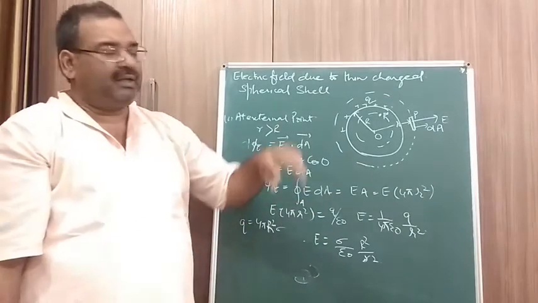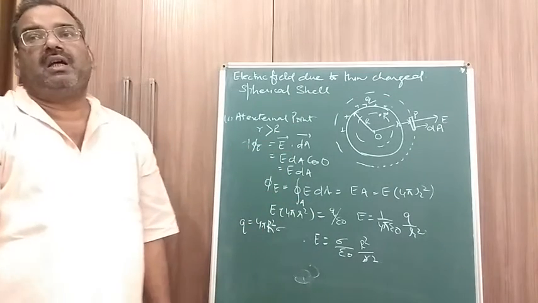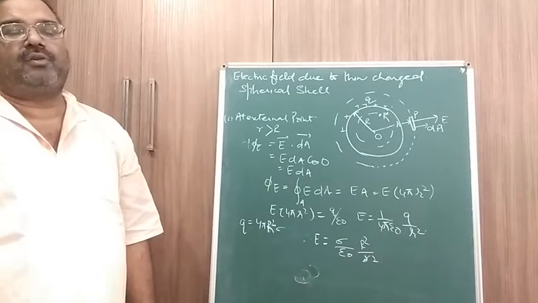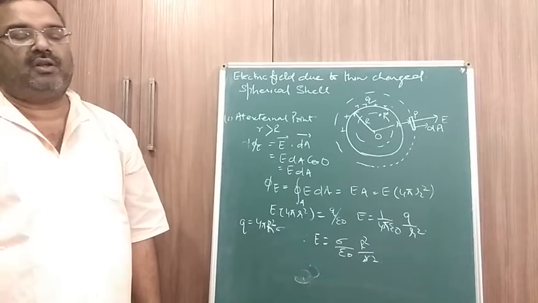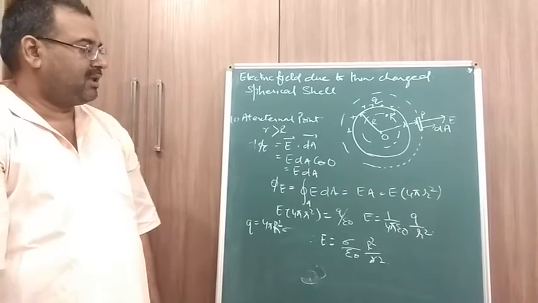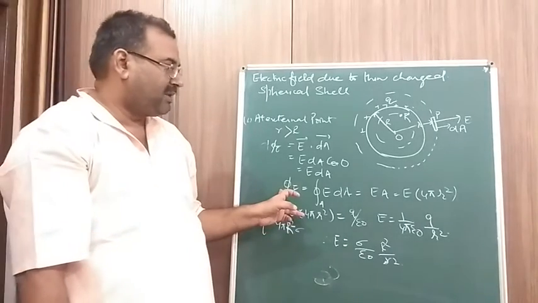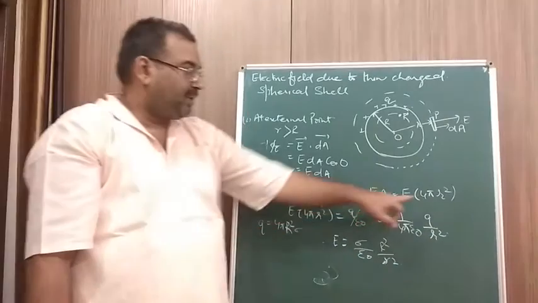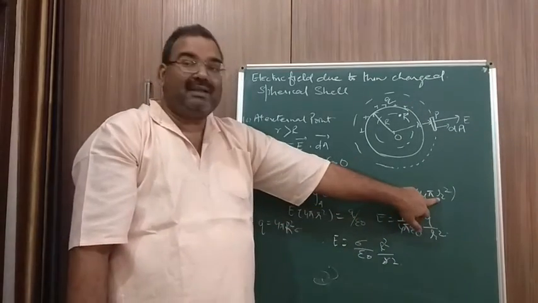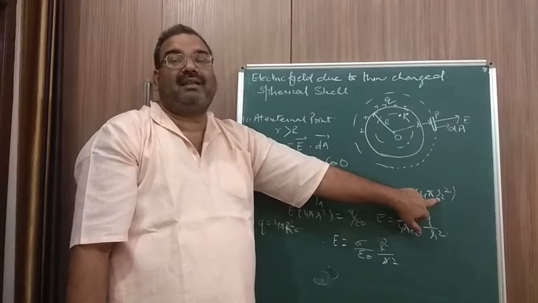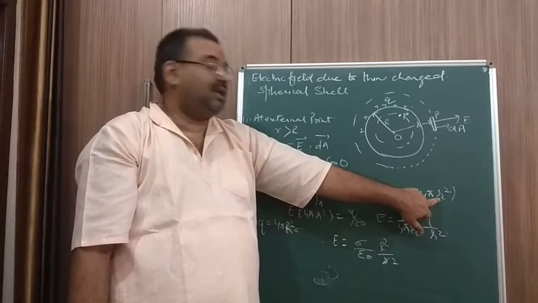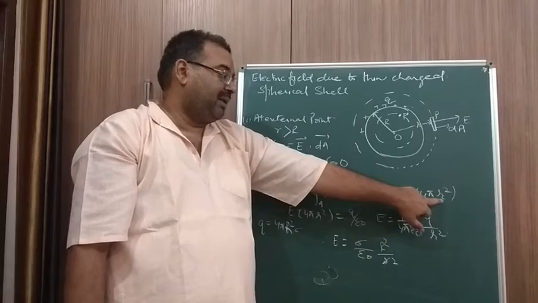dA, the area element, over the sphere. The surface area of a sphere is 4 pi r square. So the total surface area of the sphere is 4 pi r square, and the total flux passing through the surface is E into 4 pi r square. Mind here, r is the radius of the external spherical Gaussian surface.